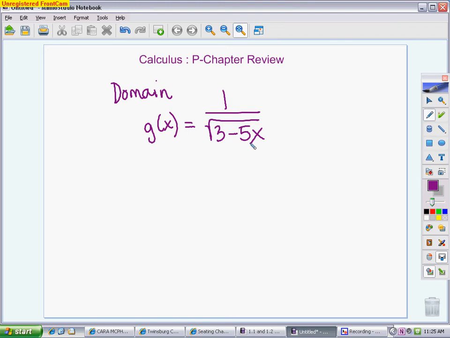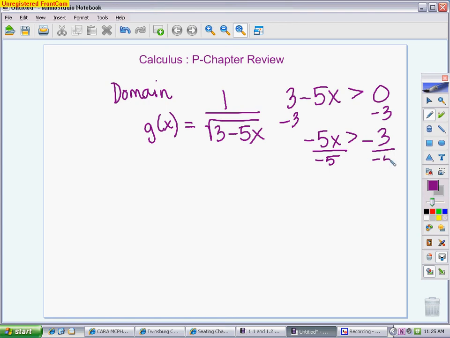I'll talk about each. What you're looking at is you have a denominator. It can't be 0. You have a radical. It cannot be a negative number. So the way you want to start this is that 3 minus 5x has to be greater than 0. It cannot equal 0 or it will give you 0 in the denominator. So the first thing I'm going to do is subtract 3 from both sides. Negative 5x is greater than negative 3. Then I'm going to divide both sides by a negative 5. You have to remember that when you divide by a negative, it will switch your inequality.